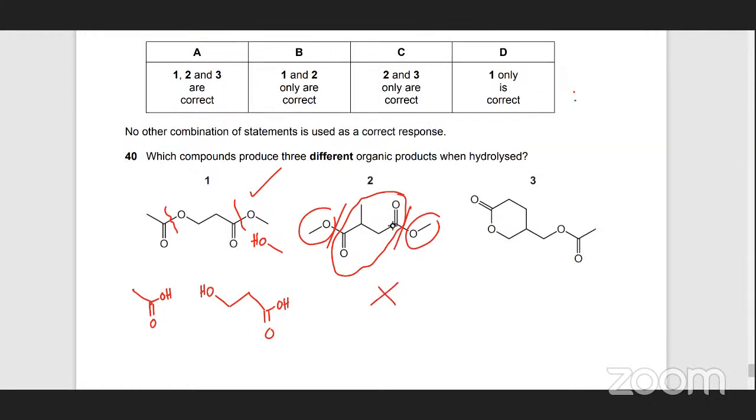Which is why the third one is also going to be incorrect, because it's not going to make three different products. This is going to break up, so that's one product. This is going to break up, but that would still keep the molecule intact. Even if you break the ester link over here, the molecule is still one piece, which is why it's not going to split up. It's still going to be one product. Okay, is this clear?